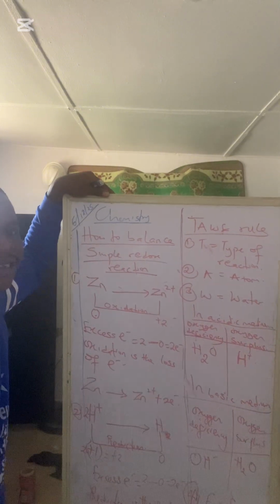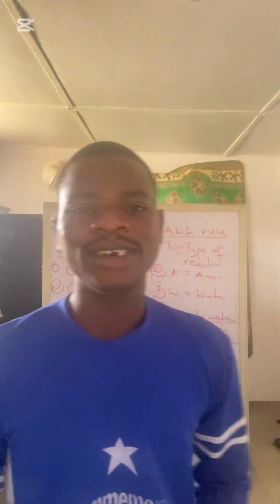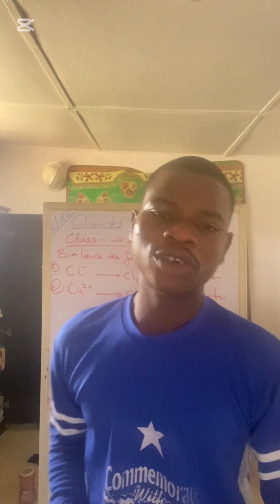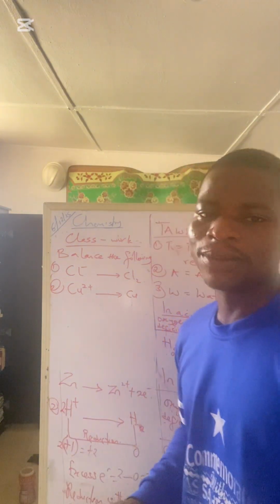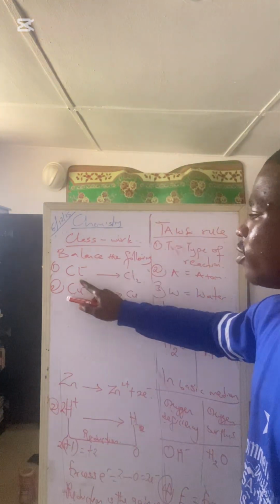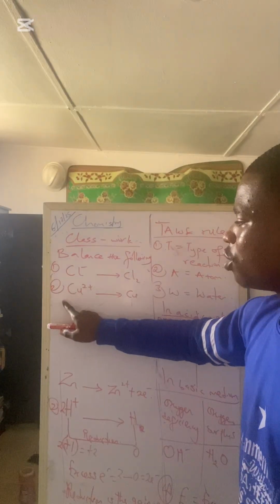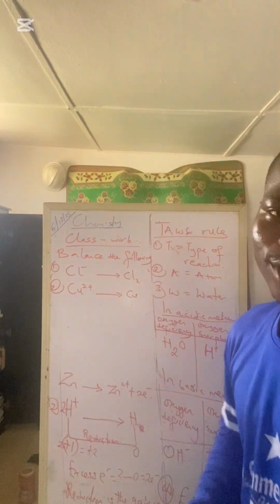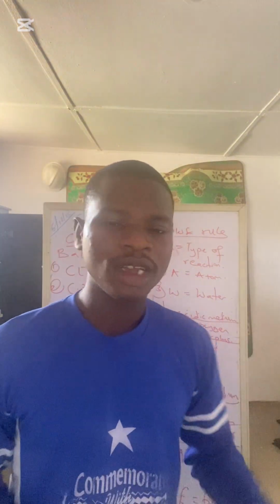So this is how to balance simple redox reactions in chemistry. If you actually understand my balancing of simple redox reactions, you can solve this and put it in the comment section. Balance the following: Cl minus to Cl2, and number 2 is Cu2 plus to Cu. If you understand the first 2 examples that I solved, you can solve these, and make sure you drop your answers in the comment section.